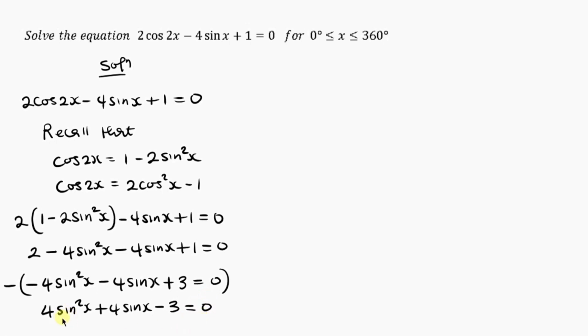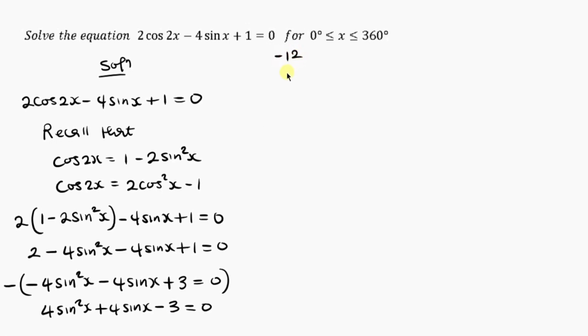Now, this looks like a quadratic equation. In fact, it is a quadratic equation. So what do we do? We use the coefficient of the highest power to multiply the constant. So the coefficient of the highest power is 4 and the constant is negative 3. So let's use it to multiply. So 4 times negative 3 gives you negative 12, right?